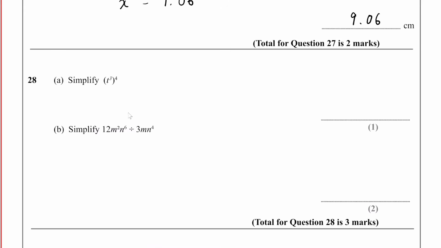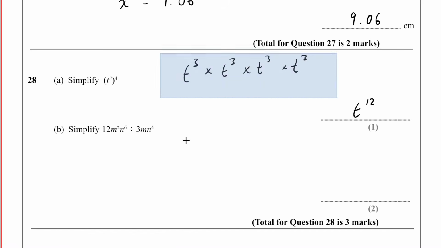Question 28, simplify t cubed to the power of 4. The quick way, we just times the two powers. 3 4s make 12. It's t to the power of 12. If you want the long way, you write out t cubed times t cubed times t cubed times t cubed. That's what the power of 4 means, times itself 4 times. And when we multiply indices, we add the powers. 3 plus 3 plus 3 plus 3 makes 12.